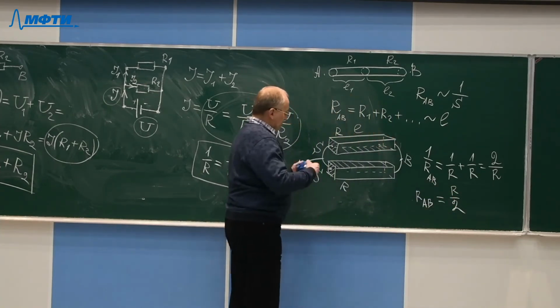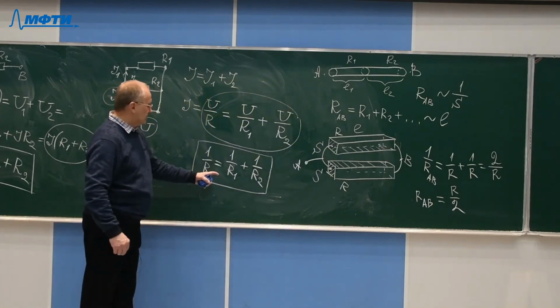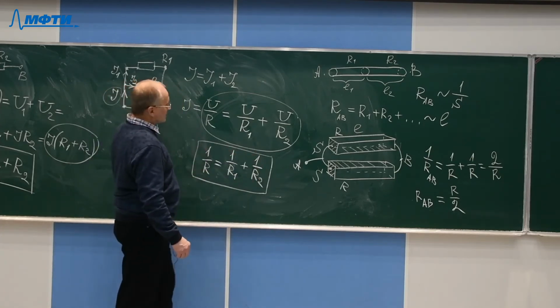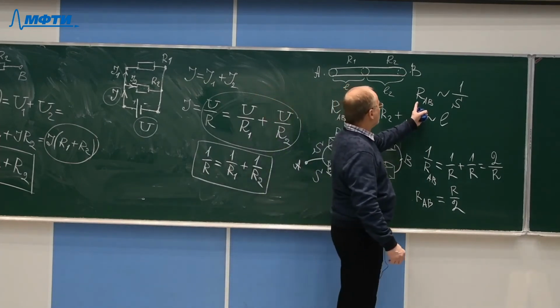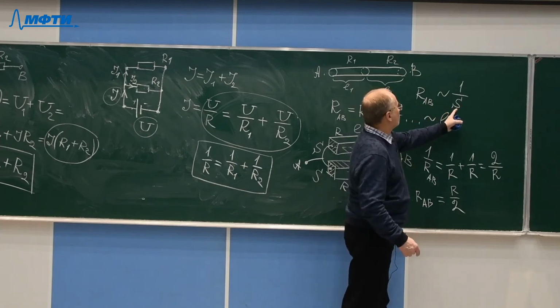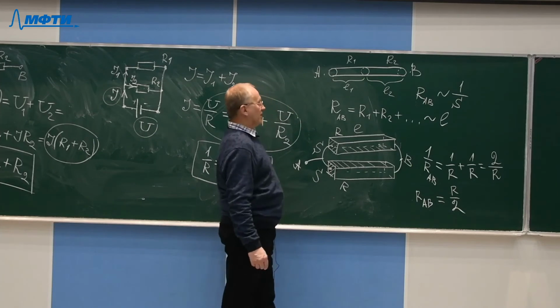So we may easily conclude from the formula for resistors connected in parallel that the resistance of a piece of conducting material, a piece of wire, must be inversely proportional to the area of cross-section of this wire.